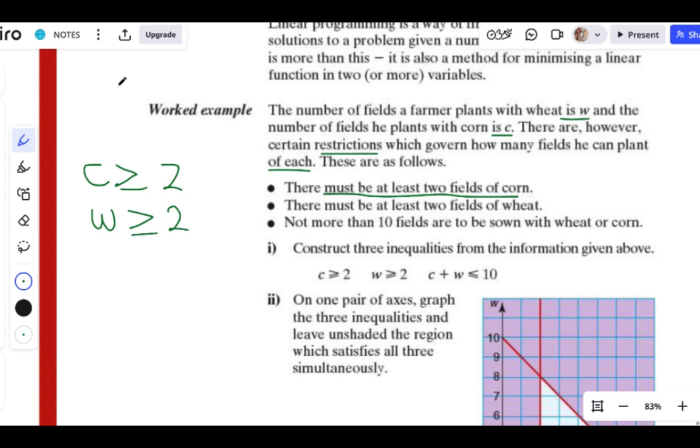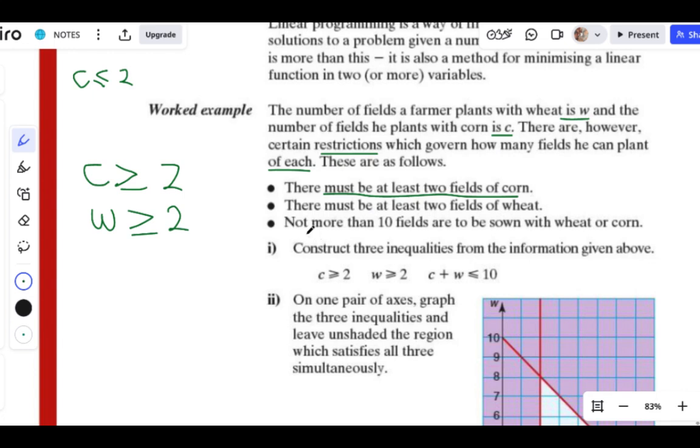At most and maximum means it will be less than or equal to 2. If they say at most or maximum, I would say C is less than or equal to 2. But the constriction uses the words at least.